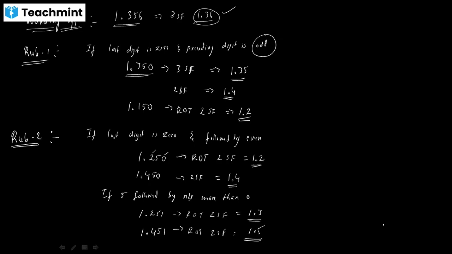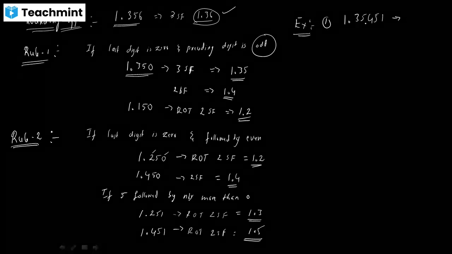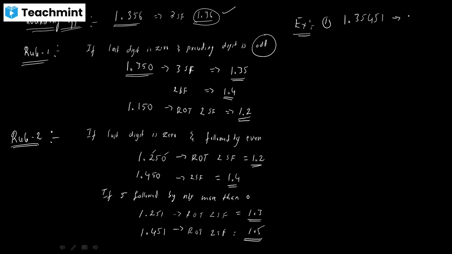Whether all of you understood this? Yes, sir. Now let us go for some examples here. Write down examples. First number, 1.35451. Here you round off to four significant figures. Tell me the answer. Four significant figures. What is the answer, students?